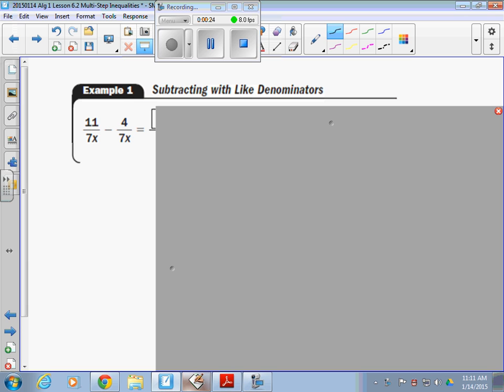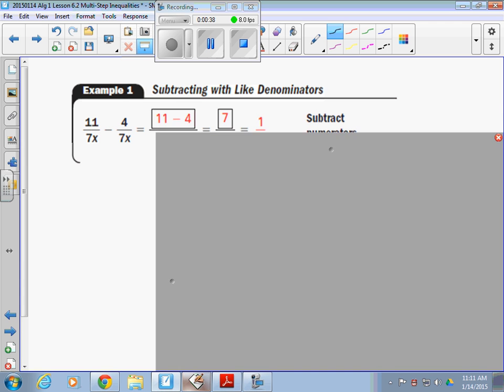Example number 1 tells you to subtract things with like denominators. 11 over 7x minus 4 over 7x. Nice and neat and easy. The denominator is the same. It's just like adding and subtracting fractions. The denominator has to be the same.